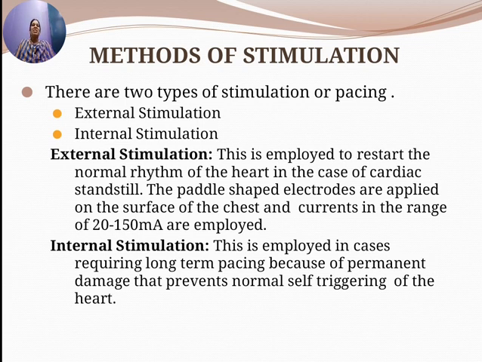So this is an external stimulation. You are using some pads. Paddle shaped electrodes are placed on the surface of the chest, and currents in that range, 20 to 150 milliamperes, are applied. That's why it's called external stimulation.